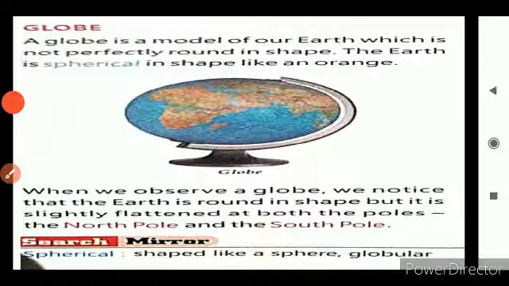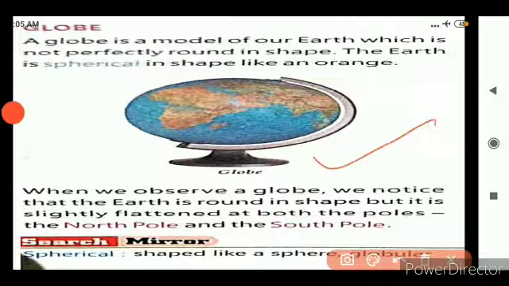Yes. What is this? In the previous lesson itself I told you, no? Yes, very good. What is this? Globe. What is the spelling for globe? G-L-O-B-E. Globe. What can you see in the globe? A globe is a model of our earth which is not perfectly round in shape.